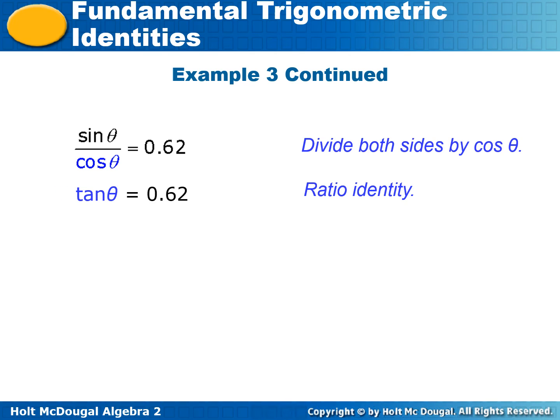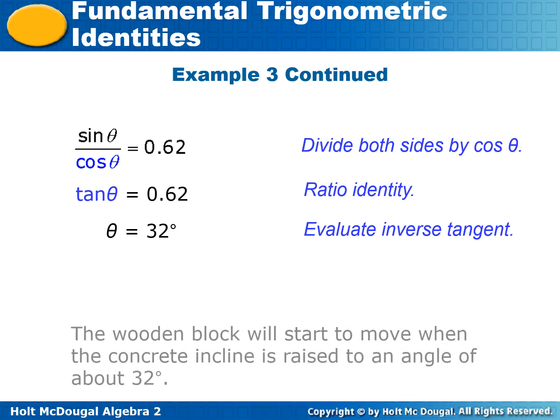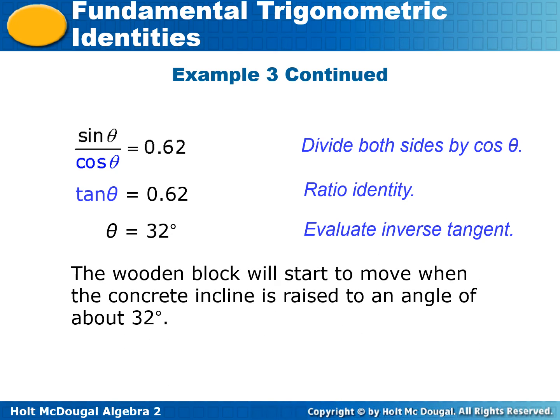Using the calculator, pressing inverse tangent, it is equal to 32 degrees. So therefore, the wooden block will start to move when the concrete incline is raised to an angle of about 32 degrees.